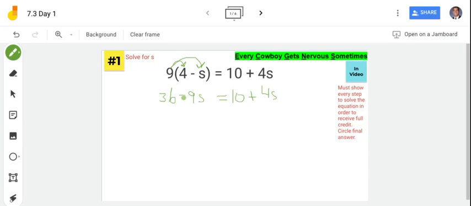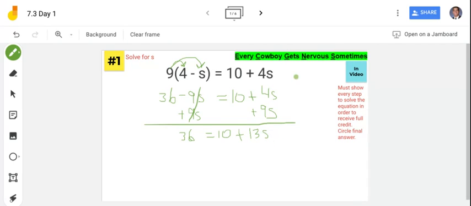How do I undo subtraction? By addition, right? So I'm going to add 9S, not 9, 9S. I must put the variable. Of course, I do that to both sides. So I add 9S. Draw the equal sign across the problem. Those 9S's cancel, and you're left with 36 on the left side. Equal sign comes straight down. The 10 comes straight down. 4S plus 9S is 13S, so positive 13S.